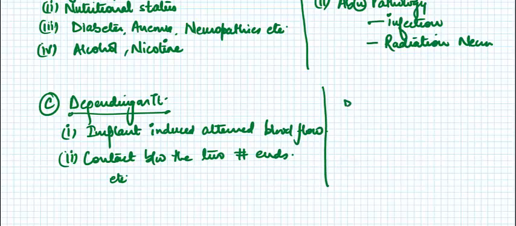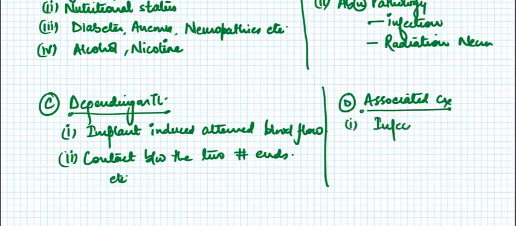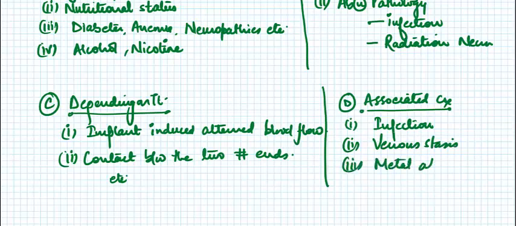Fourth category can be some associated complication. Obviously, if a fracture is related to some sort of complication, there will definitely be a healing problem. Like if there is some associated infection, or some vascular compromise, meaning some venous stasis, or if the patient is known to have an allergy to the implant used, so metal allergies. So these are some factors which delay the healing of the fracture.